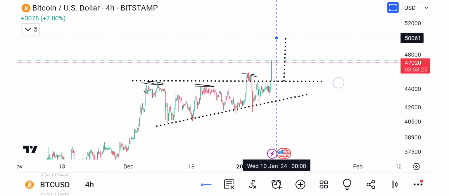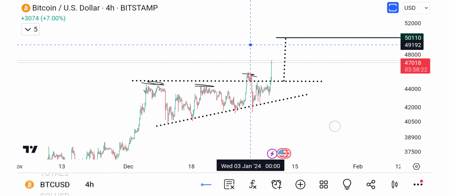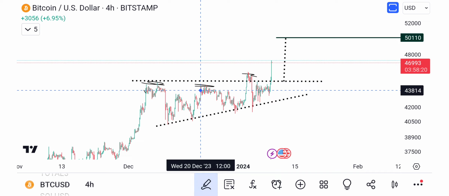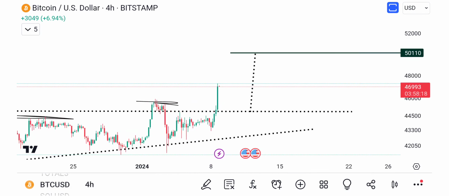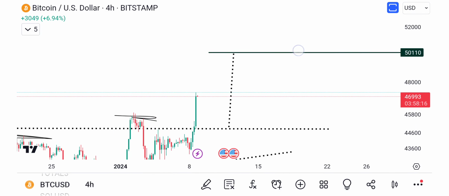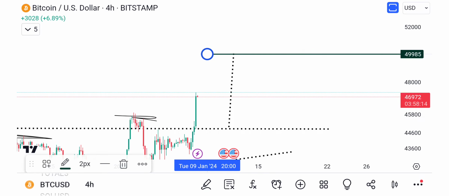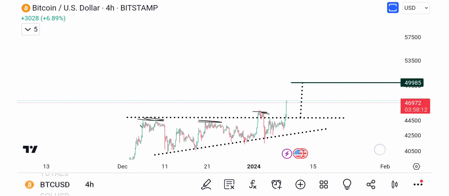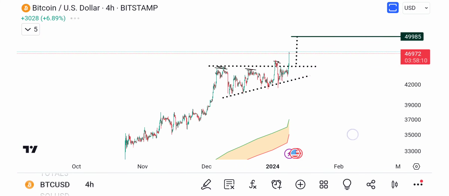Our target comes in around about that 50K mark. So we have met our 47K target. There it is, right? There is our 47K target. Looking for 50K now. Well, I mean, it doesn't have to come. It could be done now, right?